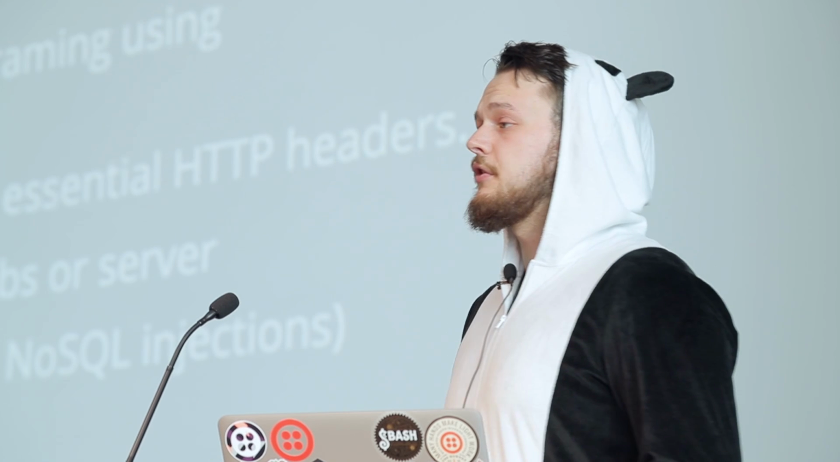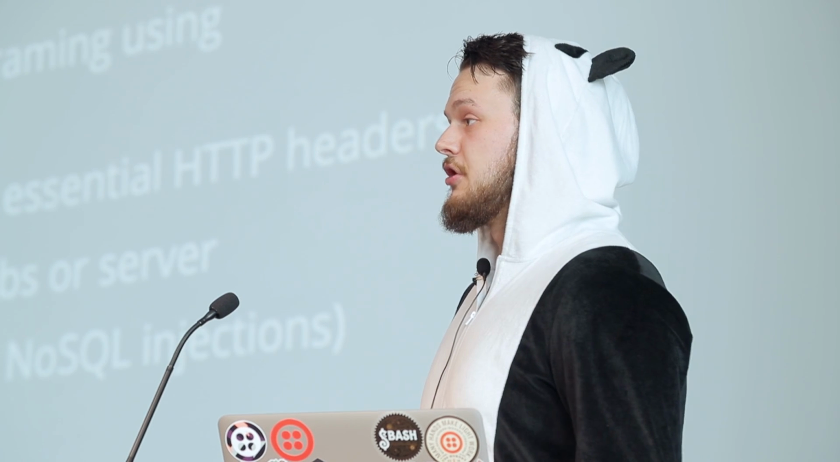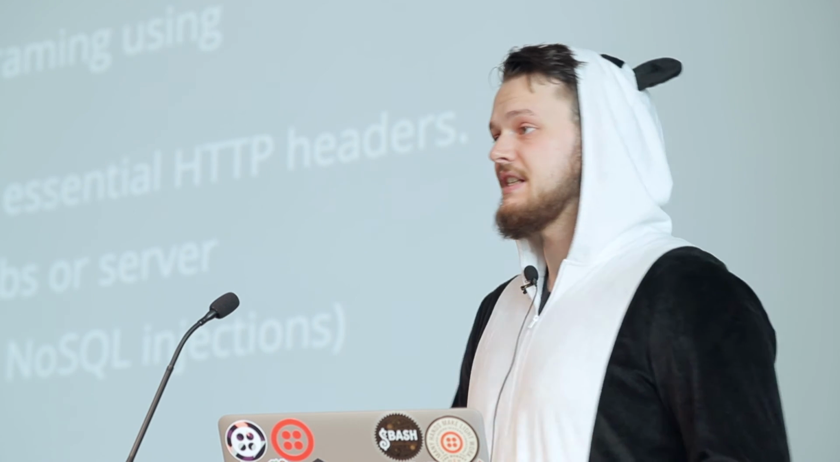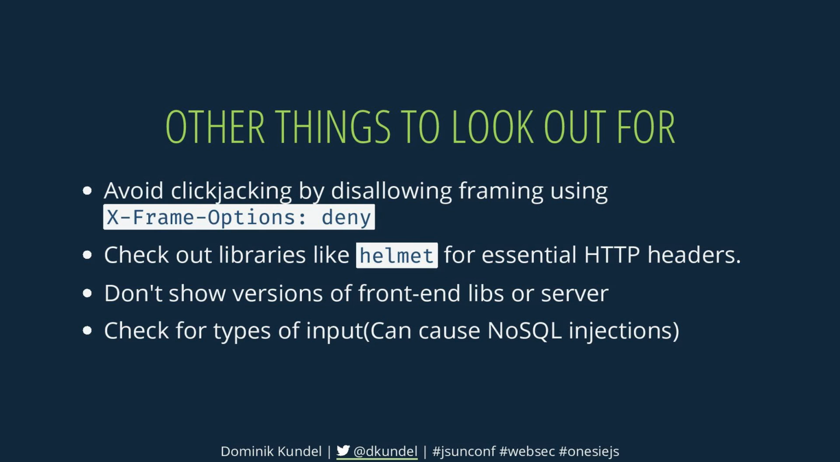Don't show versions of front-end libraries and your server. That's really important because it's helping the attackers know exactly what they need to do. If they know you're using React version 16.0.2, then they know, all right, those are the vulnerabilities I should go for. And the same goes for the server. If they know you're using an Express server, they already know those are the things I want to try.